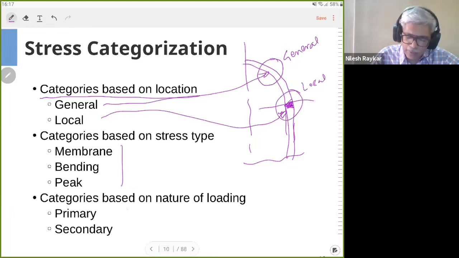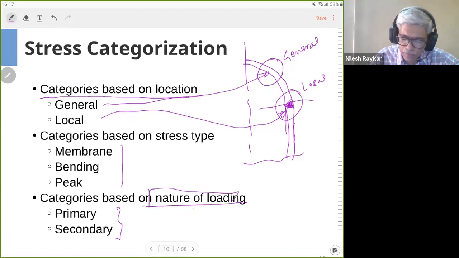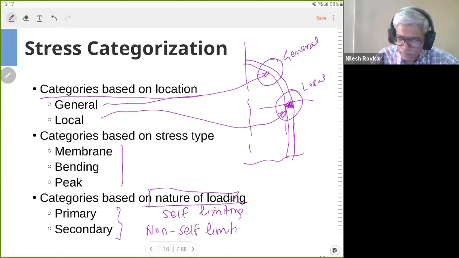Before we go into the second category, let's look at the third category. The third category is based on the nature of loading. You may be analyzing an area which is away from the discontinuity or near to the discontinuity, depending on the nature of loading. The loadings are of two types: self-limiting and non-self-limiting. I reversed the order. The self-limiting loads are for the secondary category, and the non-self-limiting are for the primary category.